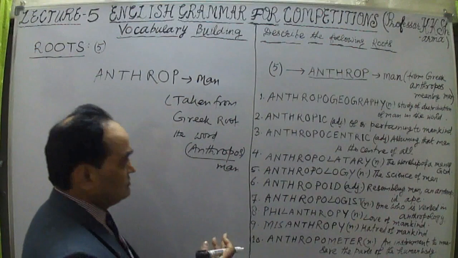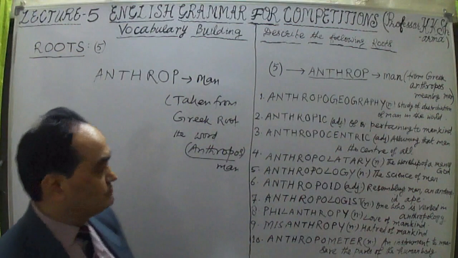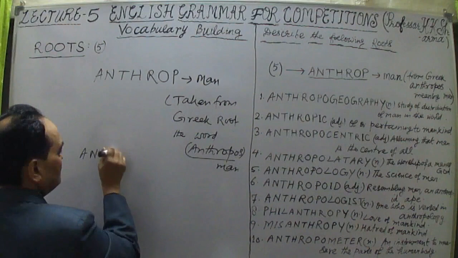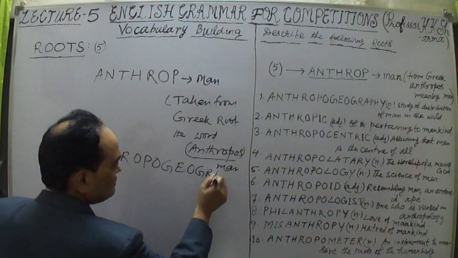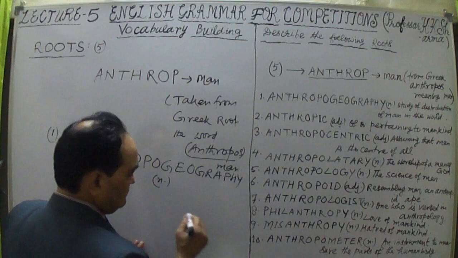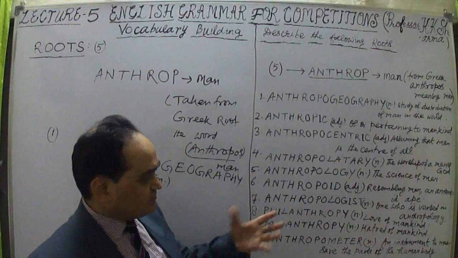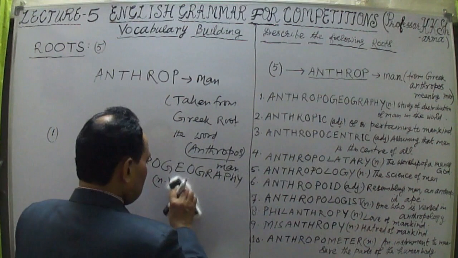The first word I've taken here is anthropogeography. This is a noun, undoubtedly. What is that? We study in the globe where man is spread, in which parts of the world. It is the study of distribution of man in the globe.